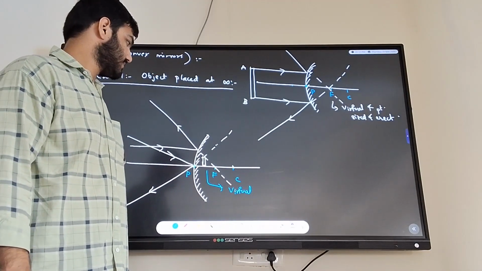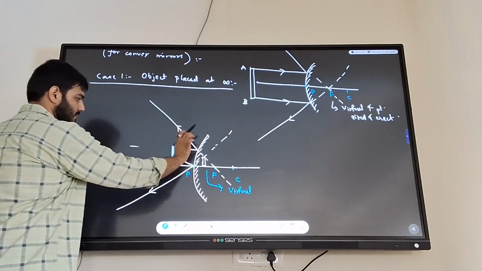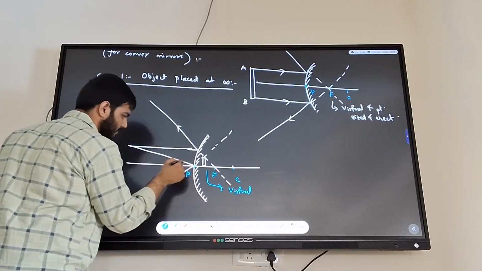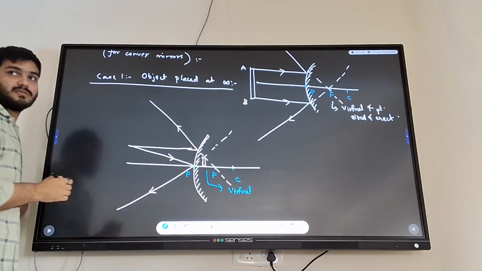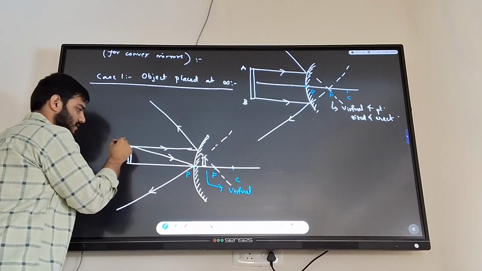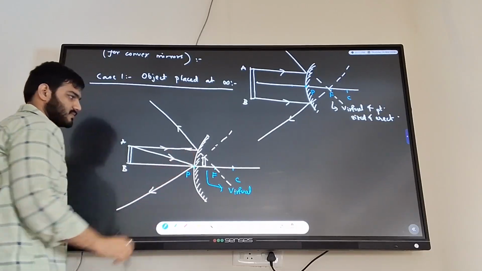Yes, we can do it. The top of the object, you will have to draw a little lower. Is it okay now?